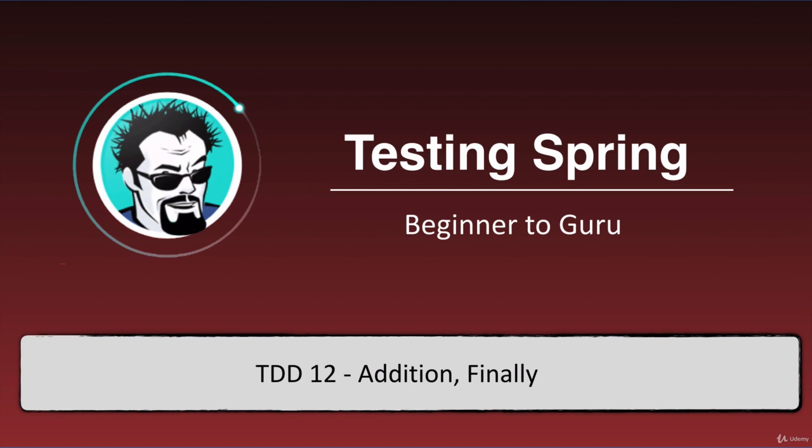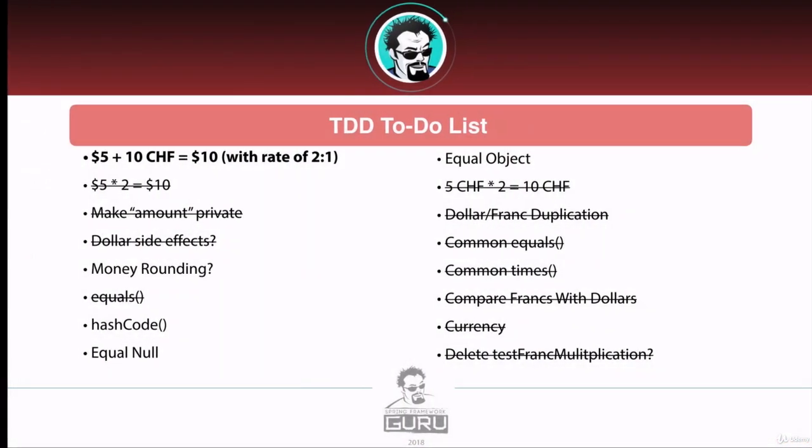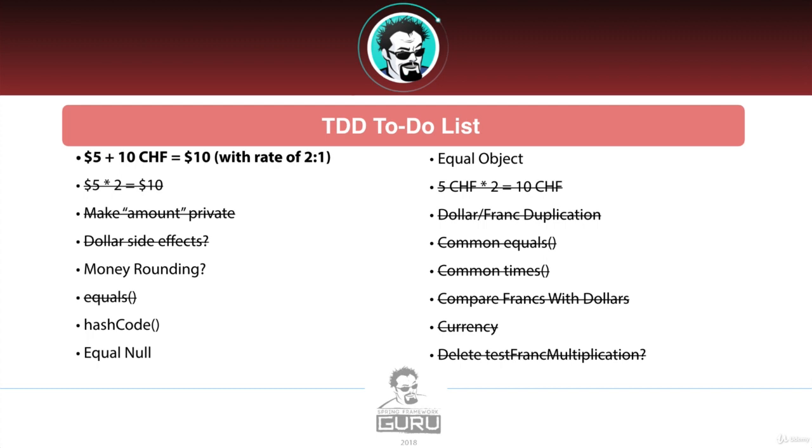In this video, we are going to be looking at Chapter 12 from Test-Driven Development by Example, and the title is called Addition Finally. Now, in this case, we are pulling up our active to-do list, and we are looking at the addition of different currencies. So we can see the one I have bold there that says that we're adding up $5 plus 10 francs should equal $10 with an exchange rate of 2:1.